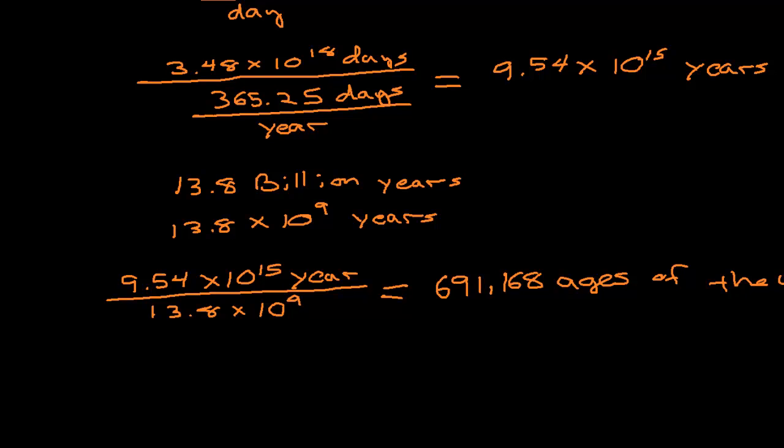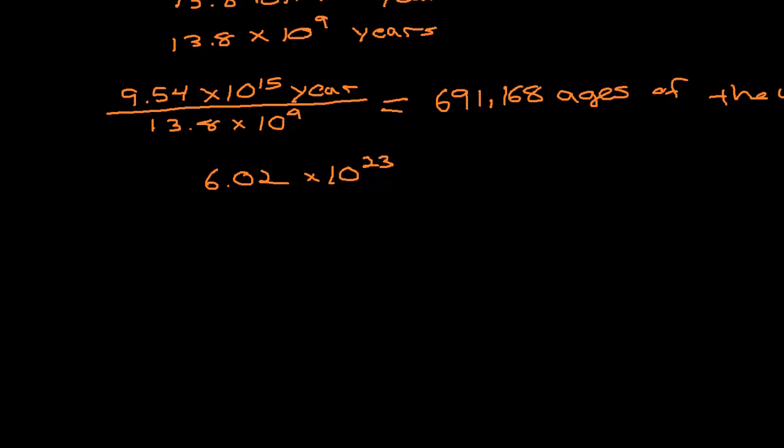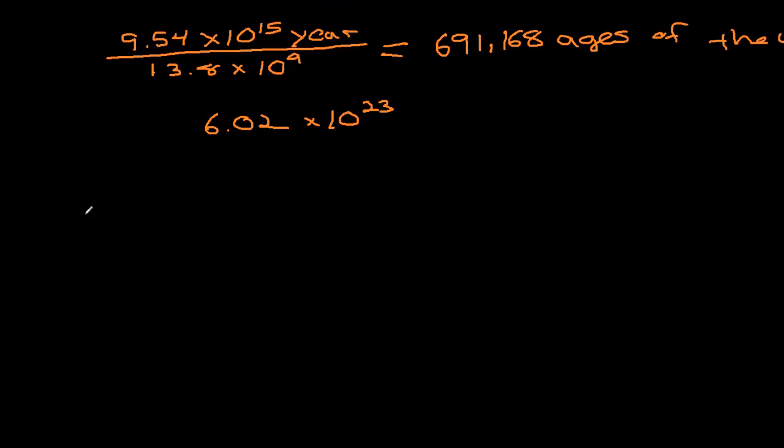We would have to do that through 691,168 ages of the universe in order to be able to count to this number, Avogadro's number, 6.02 times 10 to the 23rd. And that's how many particles, atoms, molecules, there are in a mole of a substance. The quantity of them that there are in a mole.